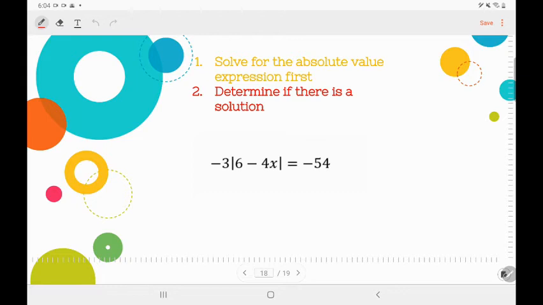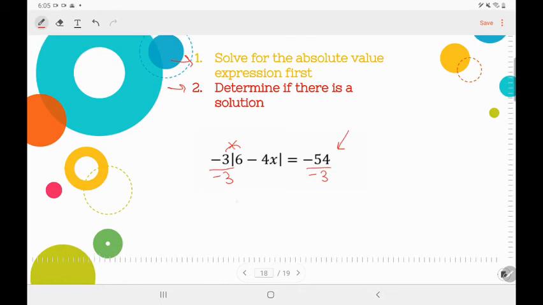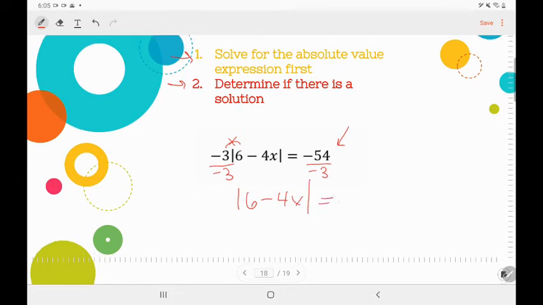Remember to isolate the absolute value part of the equation first. I know some people might see this negative right here and say, oh, there's no solution. We cannot determine that; we can't go to step 2 before you do step 1, which is solving for that absolute value expression first. Remember, I cannot distribute, so I'm going to divide by -3, and the absolute value of 6 minus 4x is equal to 18.